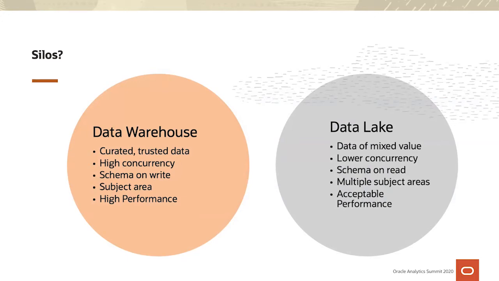On the other side, you may have a data lake. And that data is a mixture of different types of data, right? Data across multiple subject areas. It could be data of mixed value, data that you can trust, but also experimental data.